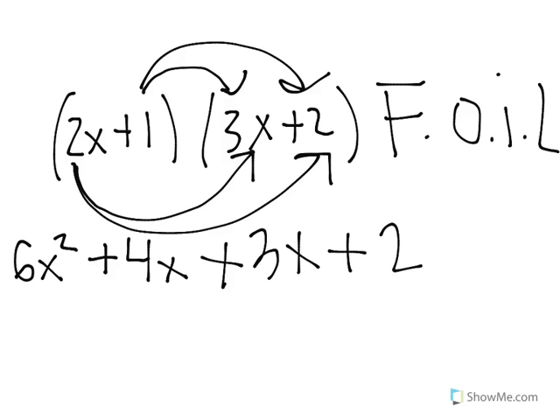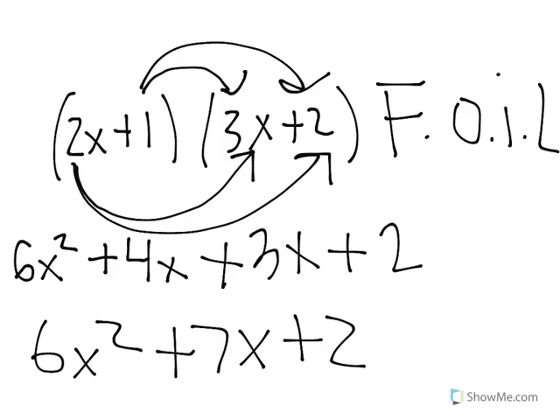Okay, so now that we have all these terms, we again just need to add the like terms to get our final answer. So we only have 1 to the x squared power, so it's just 6x squared. Now we have to add the 4x and the 3x, so that's 7x. And then we just have the 2, so we just add the 2. And that's the final answer.